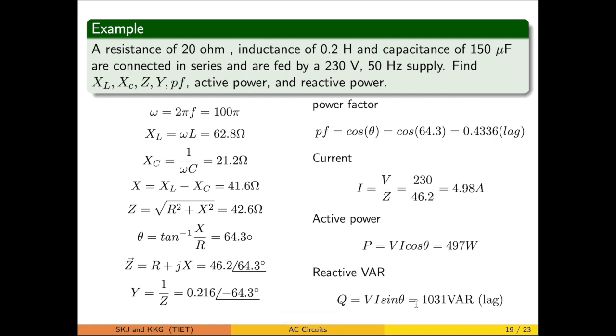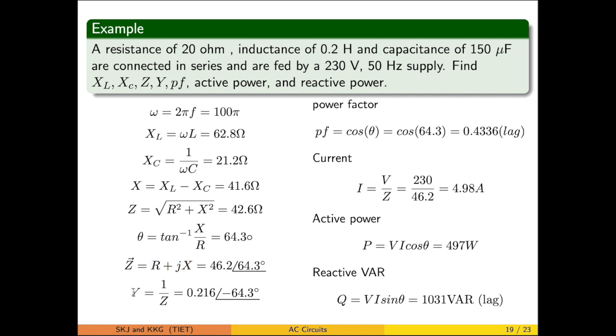This is another example where a resistance of 20 ohm, an inductance and a capacitance are connected in series and are fed by a 230 volt supply. The 230 volt here is the RMS value. Correspondingly, you can calculate omega, XL and XC. They are connected in series, so the net reactance can be calculated. Once the reactance is calculated, you can calculate the impedance value and theta value. Z and theta come out in the polar form of representation, which can also be written in the rectangular form.